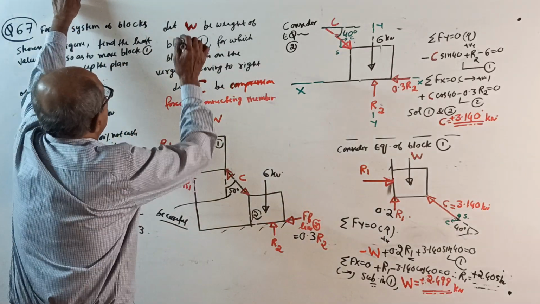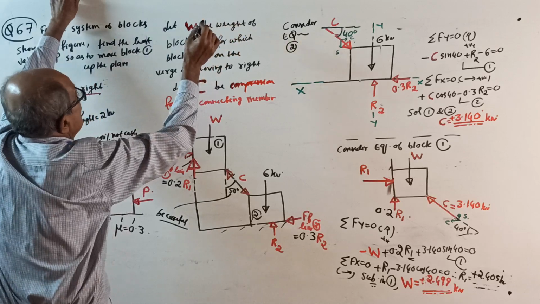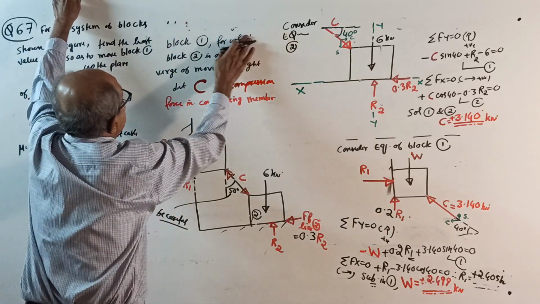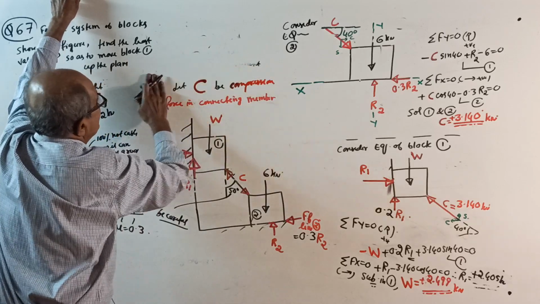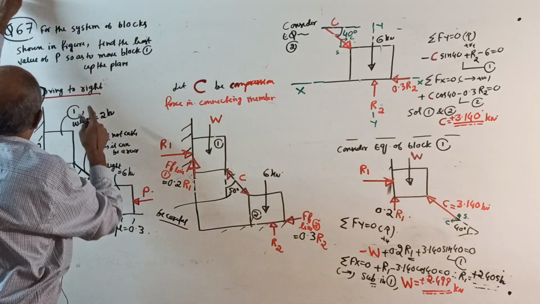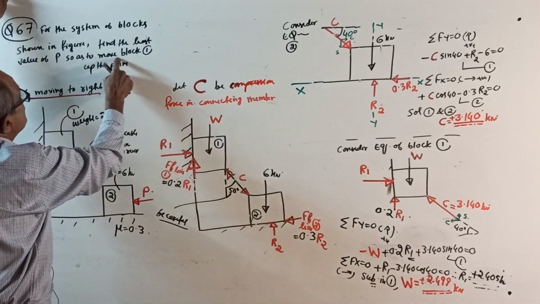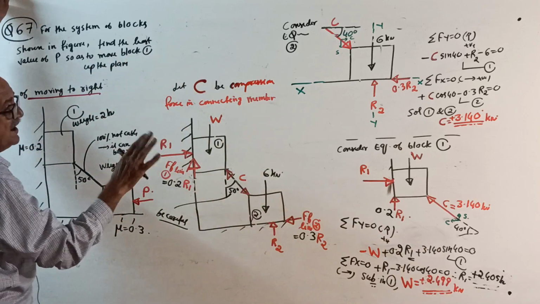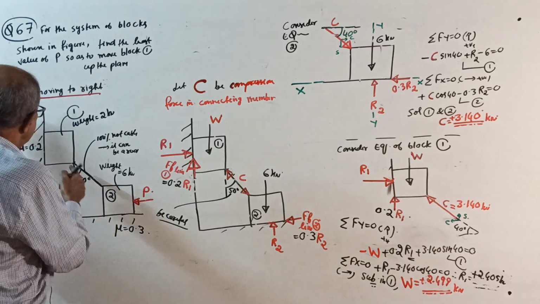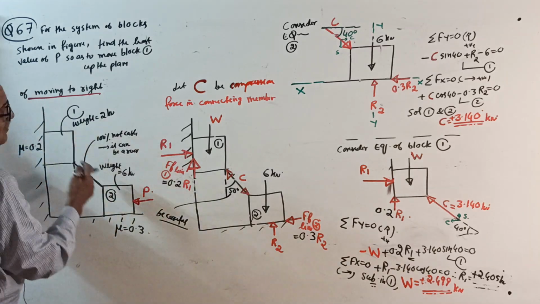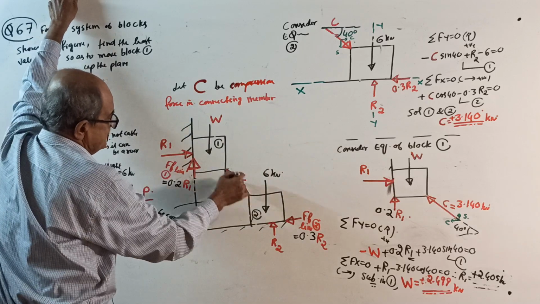Okay, start now. Let W be weight. No, not W. This time no "let". Why no "let"? This time no "let" because they already told us to find the least value of P so as to move block 1 up the plane. So no "let". You can write it if you want. We have to find the value of P for which this block 1 will move up. See here, C is the compression, same as last time.